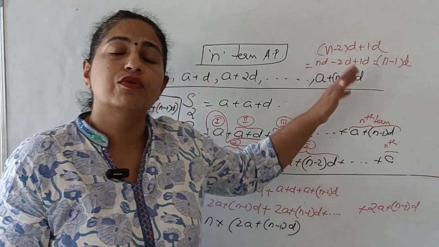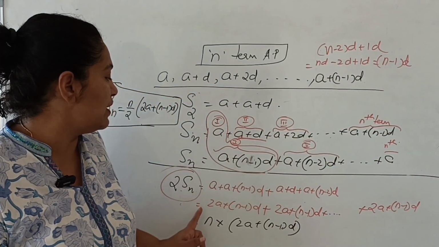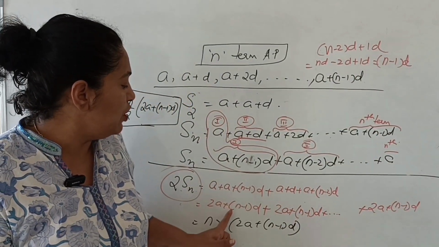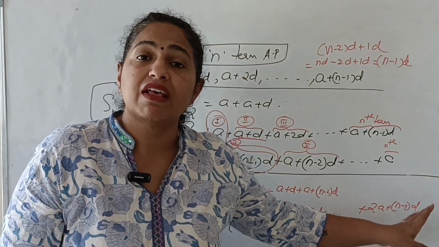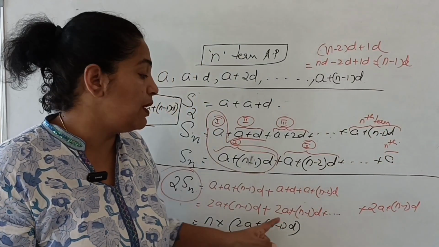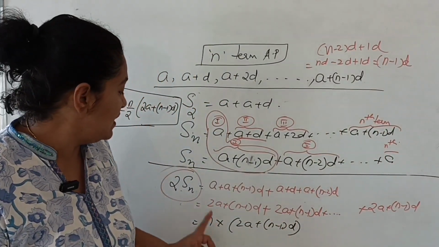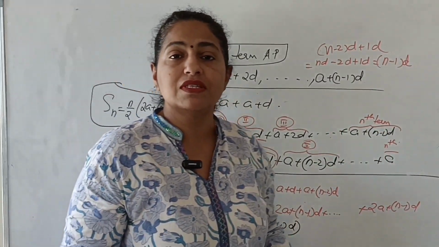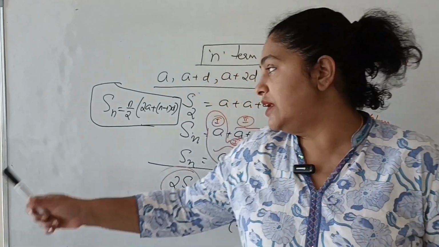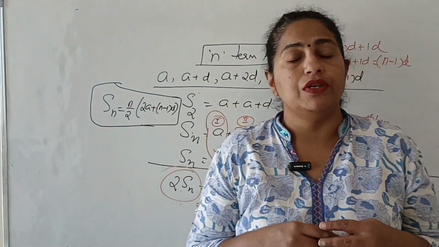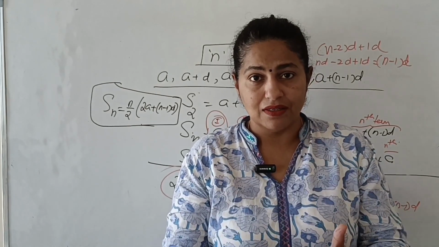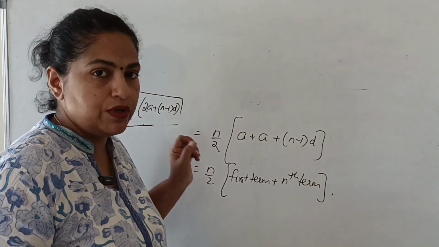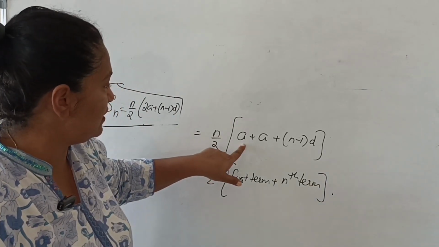Then I decided to add up both these equations to get to Sn. Every single term will reduce to 2a plus n minus 1d. Likewise, I have got n terms of 2a plus n minus 1d. Then I found out the sum of the terms by dividing by 2, and I finally got the formula n by 2 into 2a plus n minus 1 into d. Clear? N by 2 into 2a plus n minus 1d I have written like this.